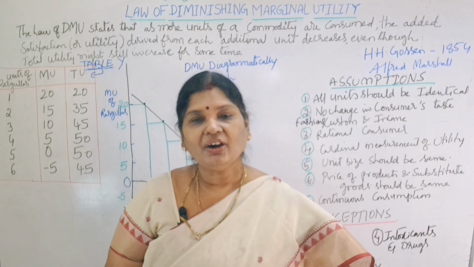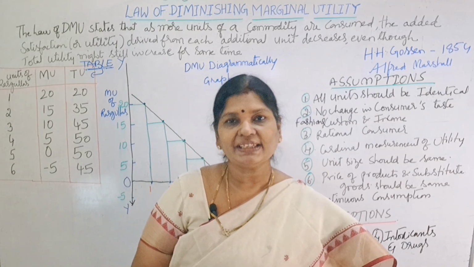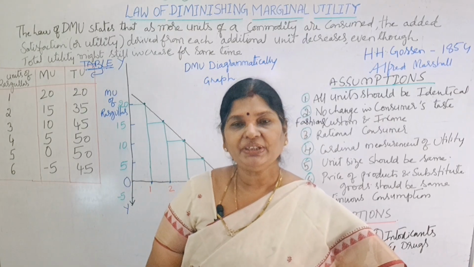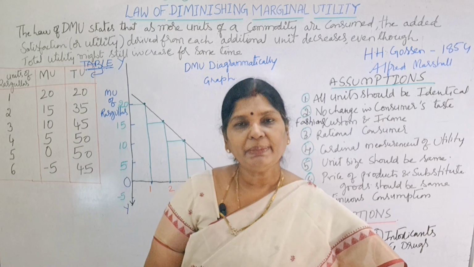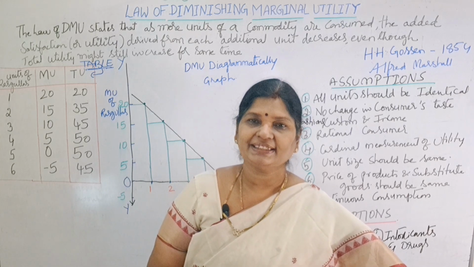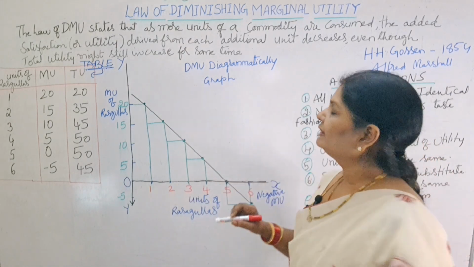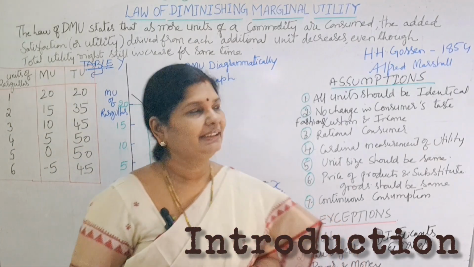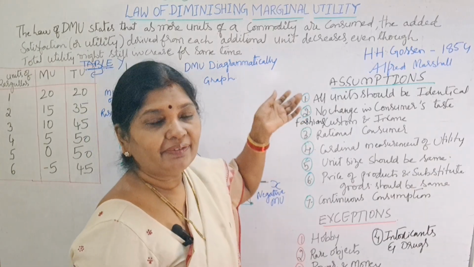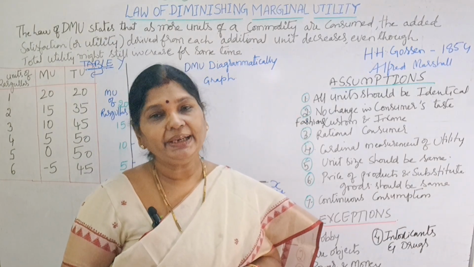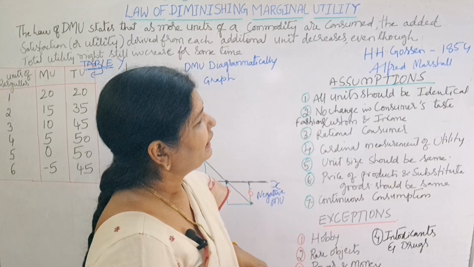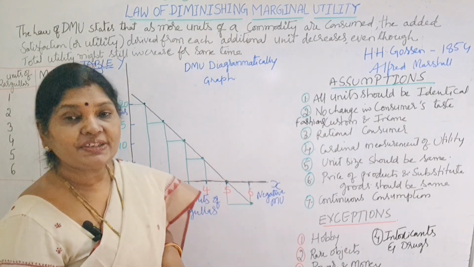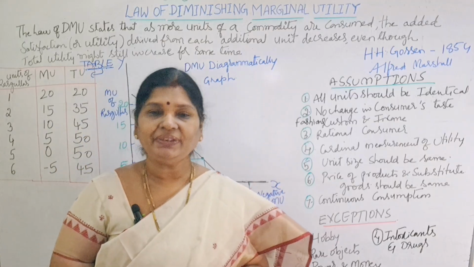This is what the law of diminishing marginal utility explains. In this video, we'll break down the law of diminishing marginal utility in the simplest way with real life examples. Let's get into the topic. Today we'll discuss the law of diminishing marginal utility. This law was originally explained by H. Gossen in 1854. Later, it was popularized by Alfred Marshall in a scientific manner.